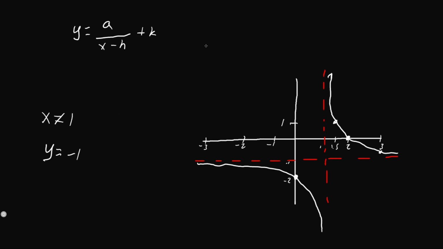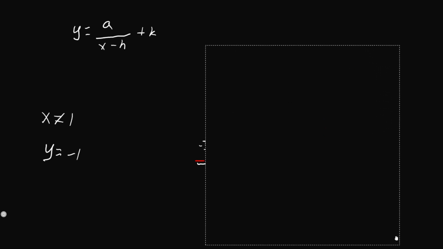So we're going to go ahead and look at a more detailed type of rational function. We're going to look at another example. So we're going to have y is equal to 2 over x squared plus 3x plus 2. And we're going to have our little graph.